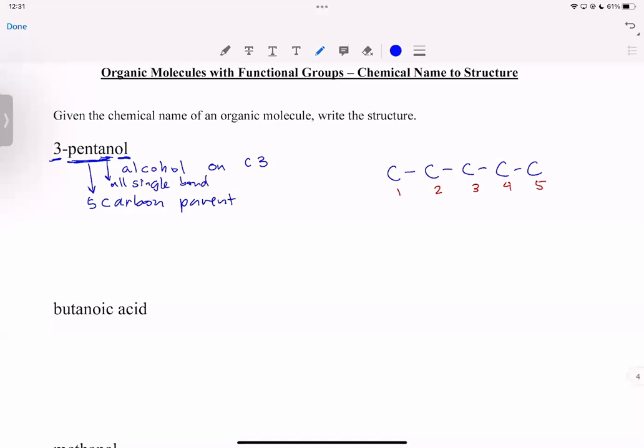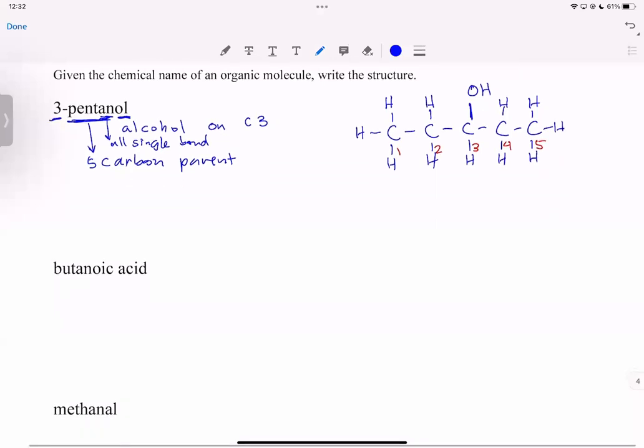Okay. And then you need the alcohol on carbon number 3. So put an alcohol group, which is OH. Once you have fulfilled everything as part of the name, then you just need to fill in the rest with hydrogens so that every carbon has 4 bonds coming out of it. So make sure that your hydrogens complete the structure. So add enough hydrogens so that every carbon has 4 bonds. And there's your structure there.